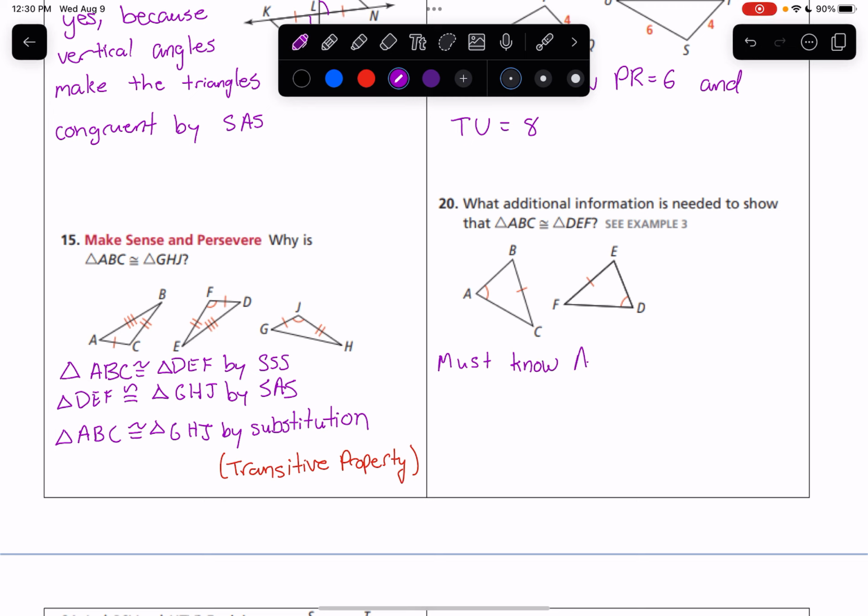that AB is congruent to DE, and must know both of these. AC is congruent to DF. If I know both of those, I can either use side, side, side to show that the triangles are congruent, or I can use side, angle, side to show that those triangles are congruent.